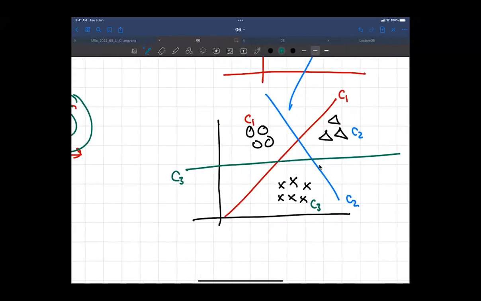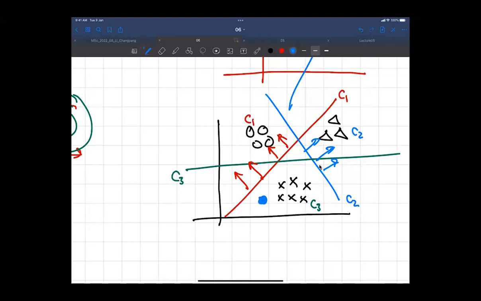Now, how can we use this in the test stage? In the test stage, basically, if you have a point here, if it is obvious like this, for example, if it's here, well, it is not C1 definitely, because C1 is something above this red line. Above the red line is C1. It's not C2 because C2 is above the blue line. This one is C2. So in this case, this blue dot must belong to C3.